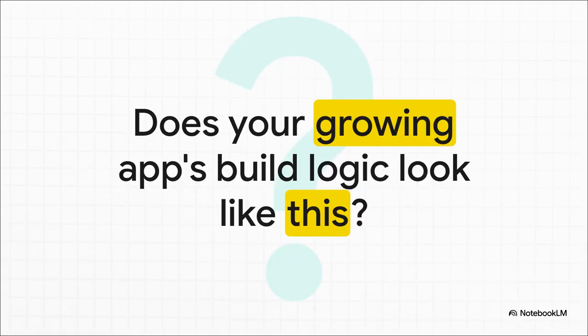So picture this. You start with a nice, clean app, but then you add a module, then another, and another. And before you know it, your Gradle files are just this tangled web. You're staring at a dozen different build.gradle.kts files, and you're just wondering, there has to be a better way, right?